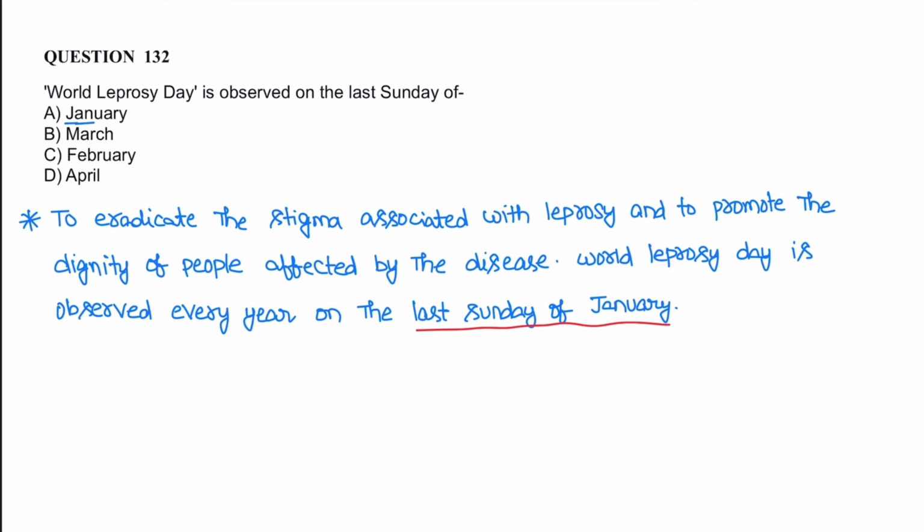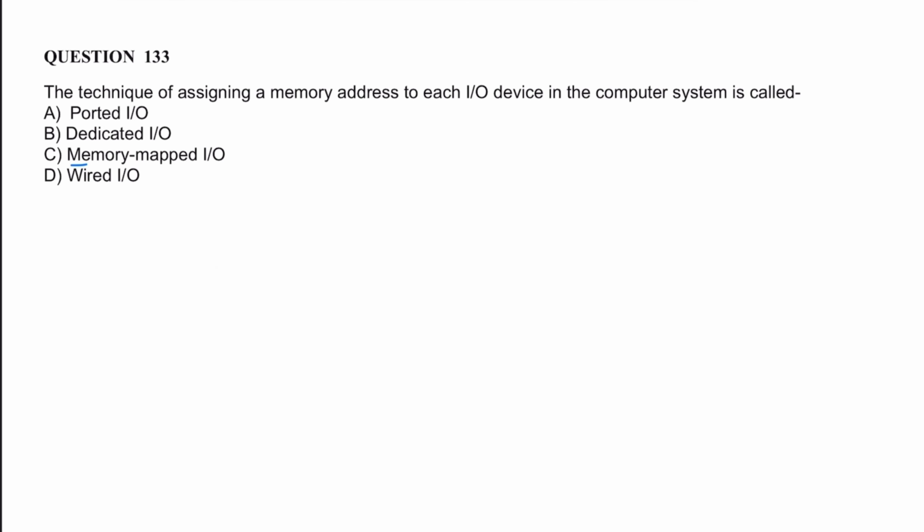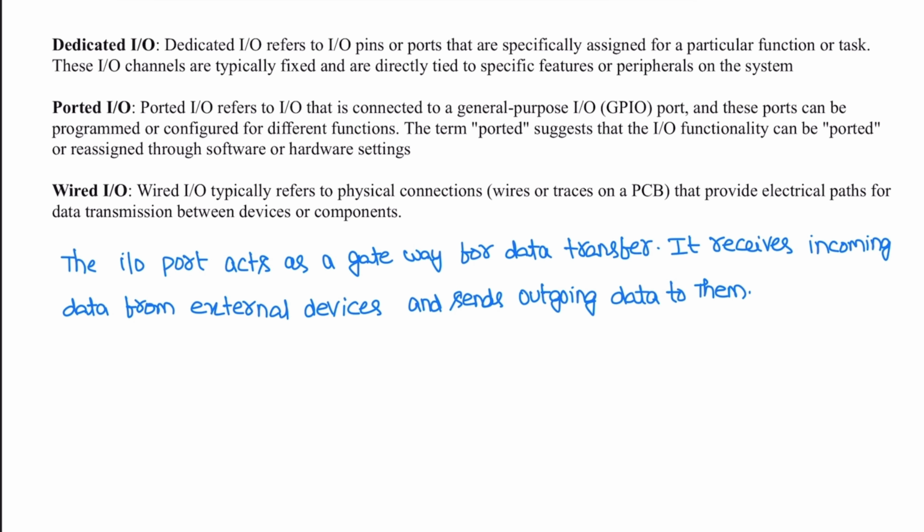The technique of assigning a memory address to each I/O device in the computer system is called memory mapped I/O. It is a technique of assigning memory address to each I/O device in a computer system. Next, the I/O port acts as a gateway for data transfer. It receives incoming data from external devices and sends outgoing data to them.